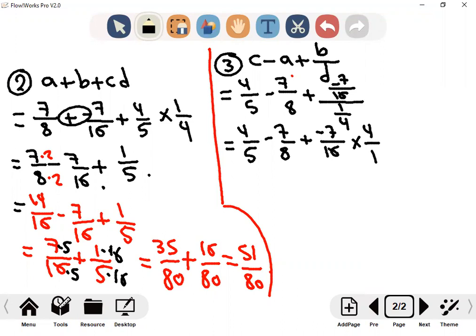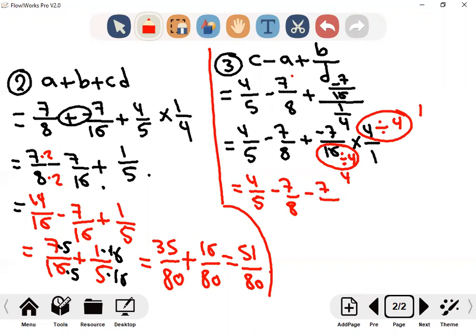Done? Now I need to multiply up, multiply down, right? Or I can cross the 4 with 16, both can be divided by 4, right? So here divided by 4, divided by 4. Equal 4 over 5 minus 7 over 8. Now, negative 7 multiply over 4 multiply 1. Now we look at these 3 fractions.